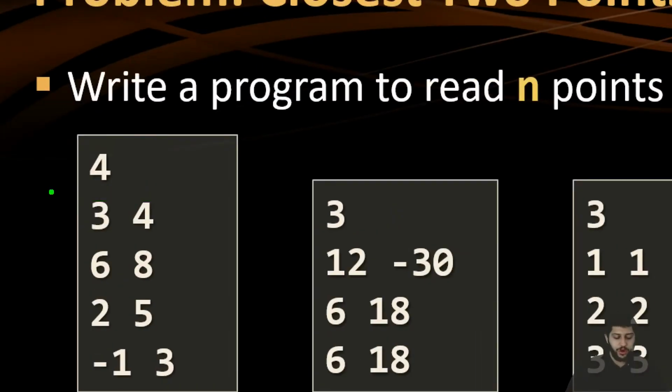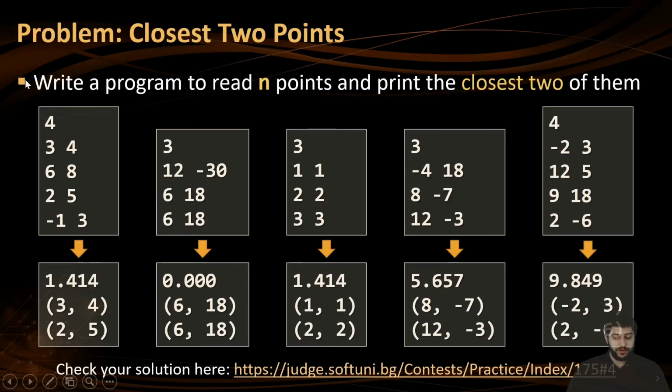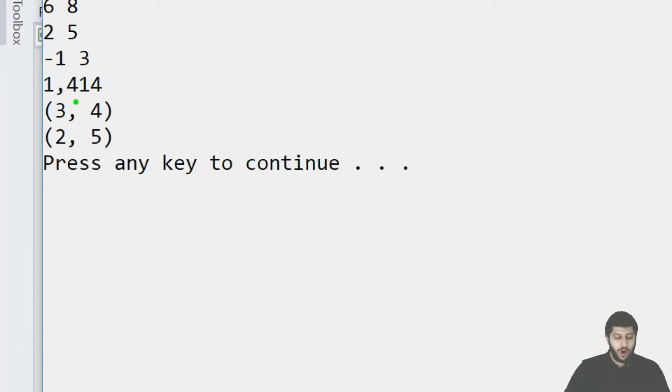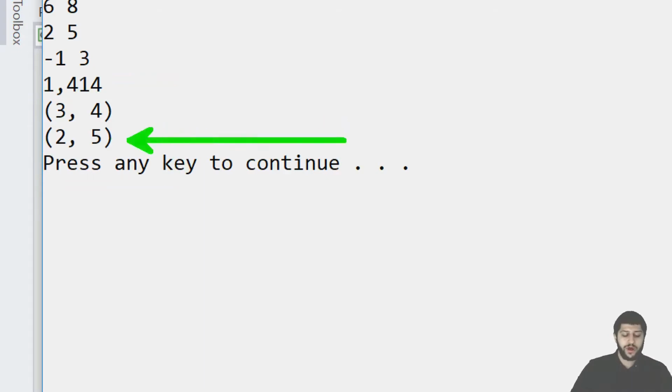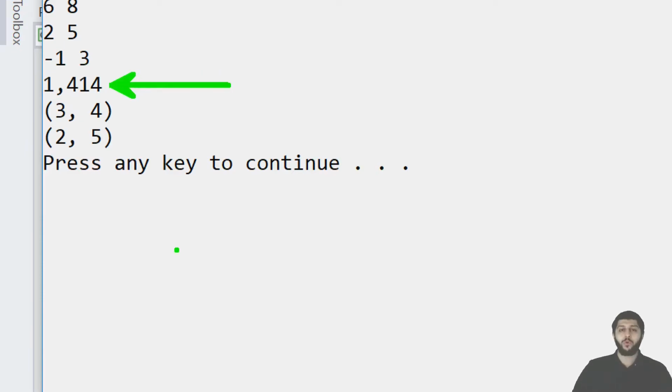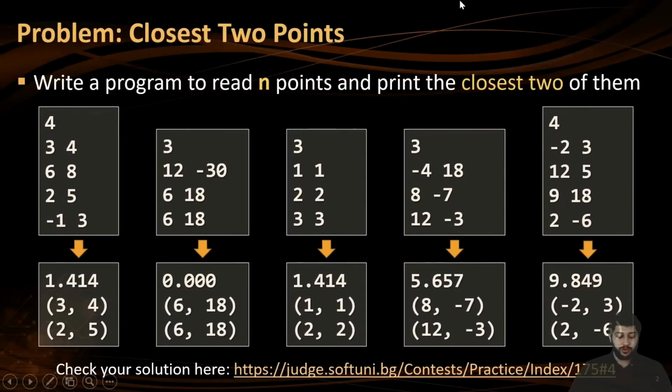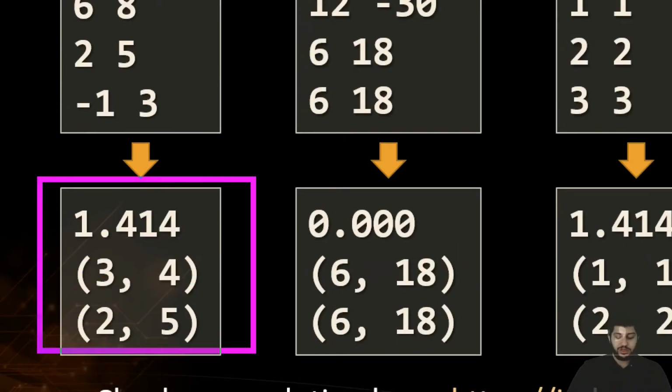So we have 4, 3, 4, 6, 8, 2, 5, and we have minus 1, 3. And we get 1.414. Basically, 3, 4 and 2, 5 are the closest points together, and 1.414 is the result, the Euclidean distance between these 2 points. And this is the result here.